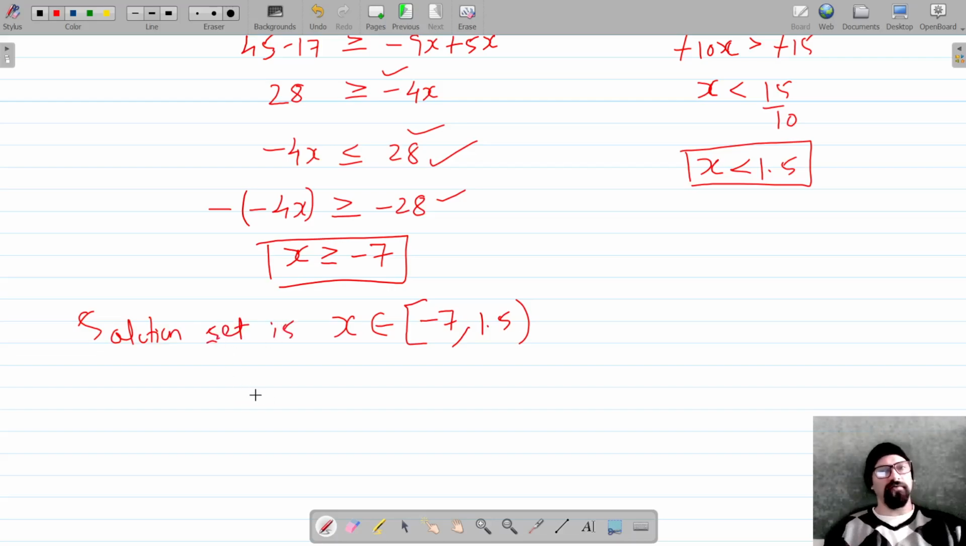So the solution set is x belongs to the interval between -7 and 1.5. This is a closed end and this is the open end. Now let's represent this on the number line.